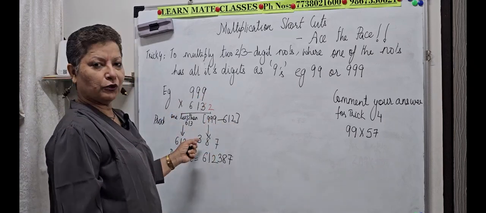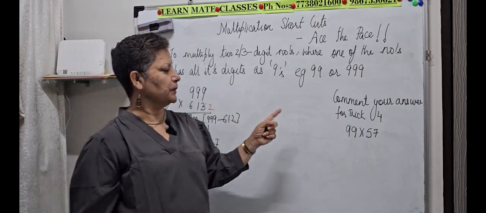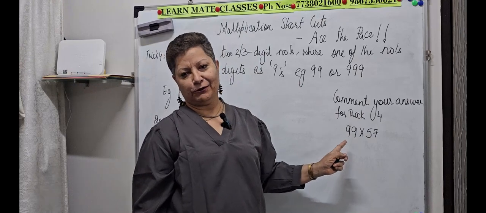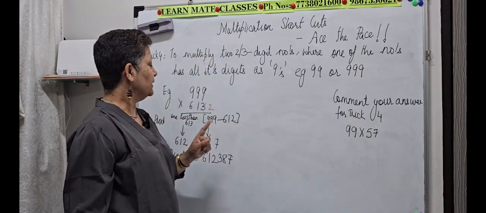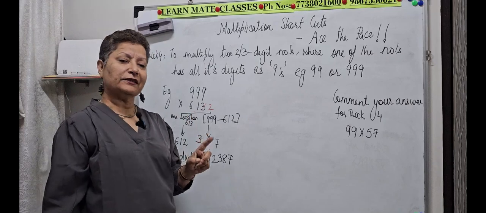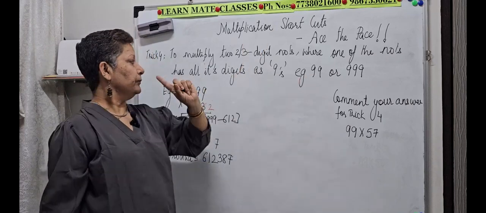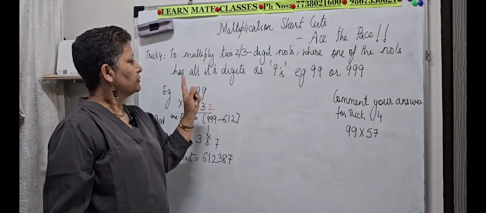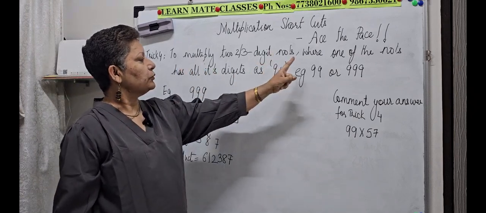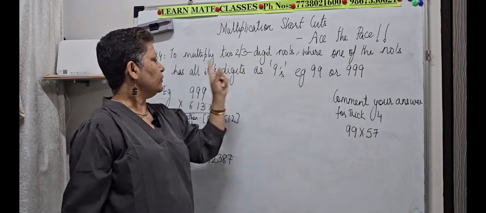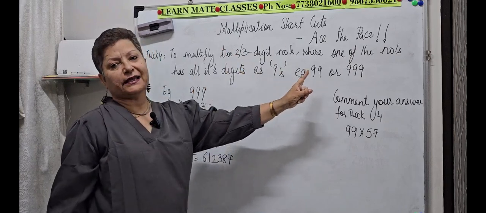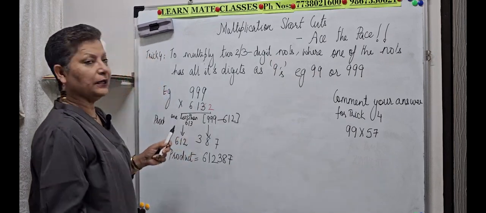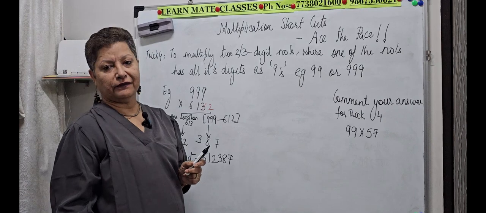So I am not going to be doing another example for this. I am just going to be asking you to comment your answer for trick number 4. Your question is 99 into 54. Remember, when you're trying to solve such a sum where you have nines all over, you're going to be writing your 999 number on the top. So this is a trick for multiplying two to 3-digit numbers where one of the numbers has all its digits as nines. It can be either 99 or 999. With that, we'll quickly move into trick number 5. Is that okay?